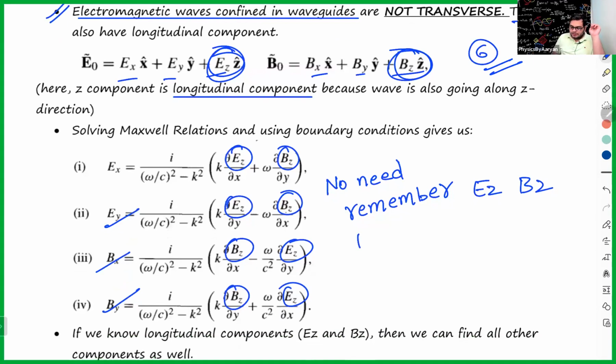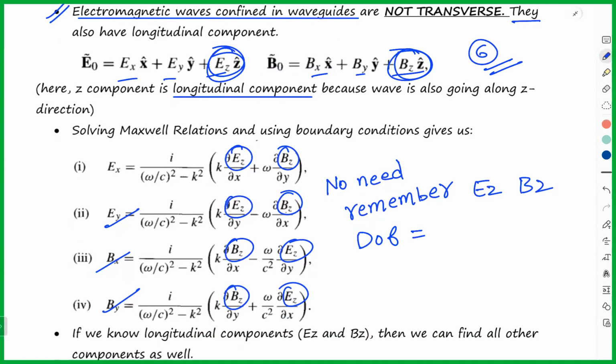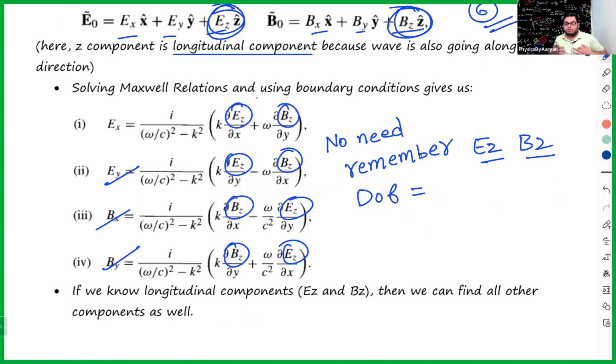So how many degrees of freedom does my system have? Anyone? How many degrees of freedom does my system have? 6 or 2? How many variables does my system have? 6 or 2? Only 2. My system has only 2 variables. One is Ez and one is Bz. Once I know Ez and Bz, that's it, complete. I get all 6. That's a victory, right? So the only problem I have in my hand is to find this Ez and Bz.